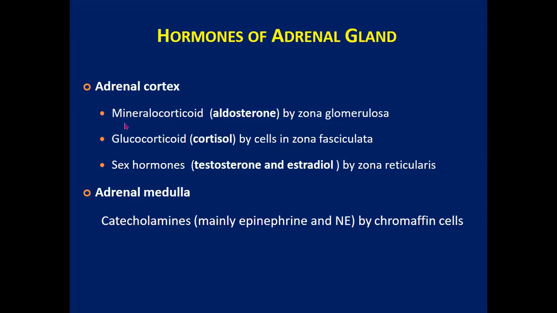The adrenal cortex, first of all, the zona glomerulosa secretes mineralocorticoids, in which aldosterone is the predominant hormone secreted, and it has mineralocorticoid activity. The glucocorticoid, cortisol, is secreted by cells in the zona fasciculata, which are involved in Cushing syndrome. Then sex hormones, testosterone and estradiol, are secreted by the zona reticularis. Similarly, catecholamines like epinephrine and norepinephrine are secreted by chromaffin cells in the adrenal medulla.